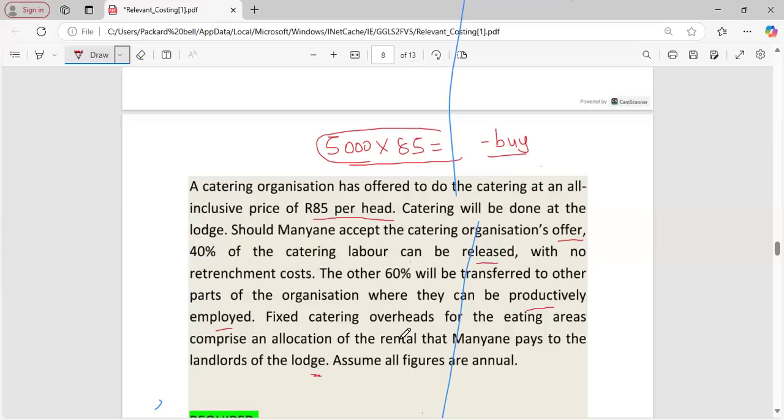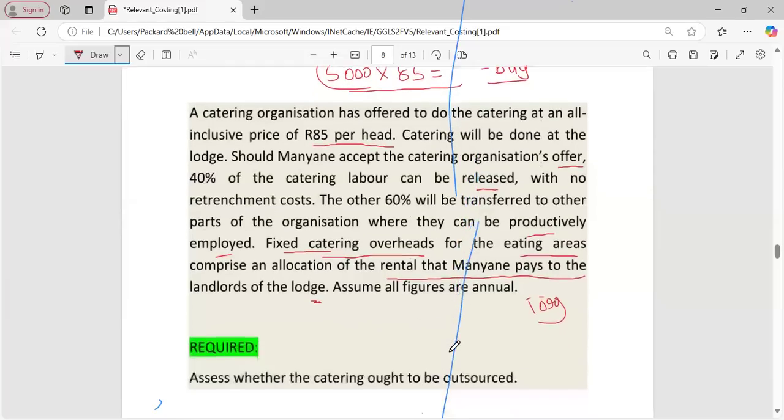So you can see here, fixed catering overheads for the eating areas are already allocated to the rental paid for the premises. So it means they are not going to be relevant here, because if they are paying 1,000 as their rental, it's already there for this eating area. So it's not going to be relevant.